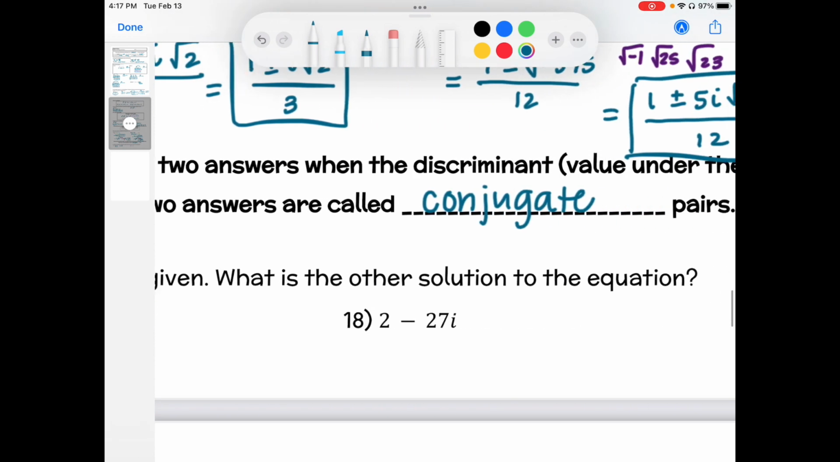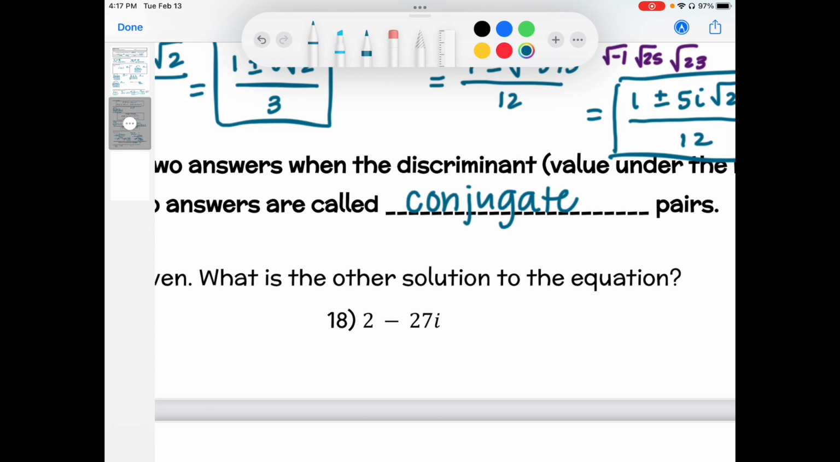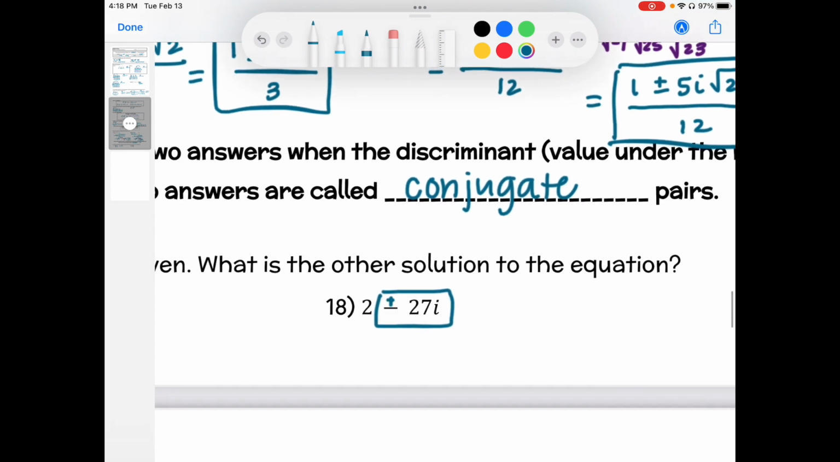Okay? So if we look at the next one, again, it's only whatever's in front of the i. We want it to be plus or minus. So we would make it 2 plus 27i for the conjugate pair. So you know that those two go together. All right, go ahead and finish the ones we didn't do together.